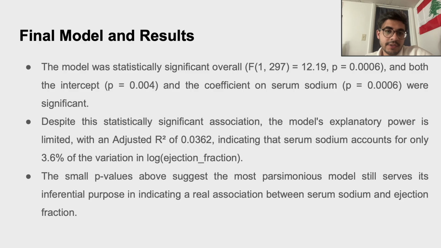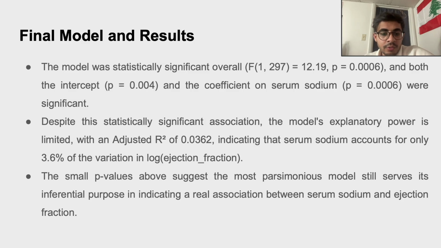So, based on the model summary from the previous slide, the model was statistically significant overall, with an F statistic of 12.19 and a p-value of 0.0006. And of course, as mentioned beforehand, the intercept and the coefficient of serum sodium are both significant, with p-values of 0.004 and 0.0006, respectively. Now, despite the statistical significance, the model's explanatory power is very limited.